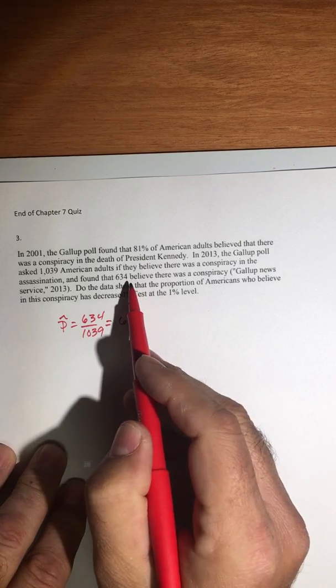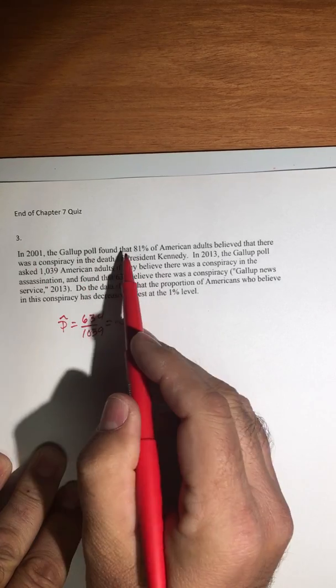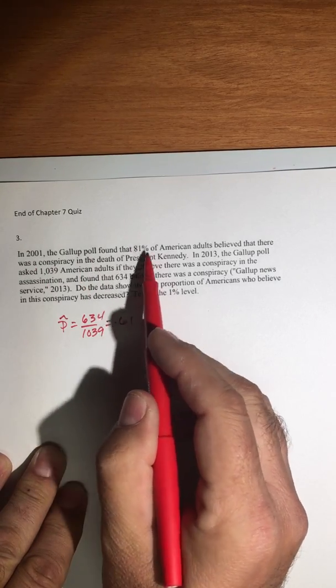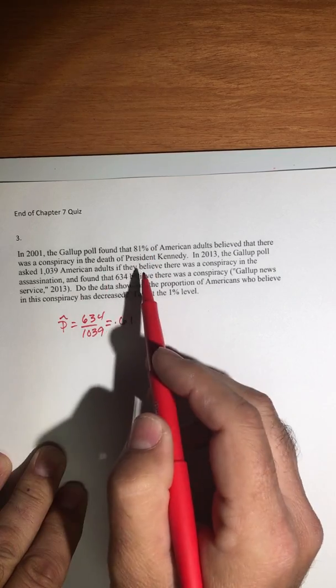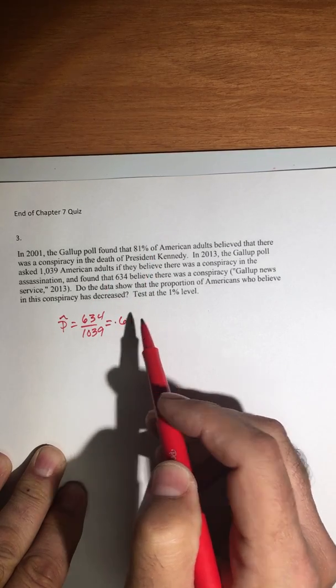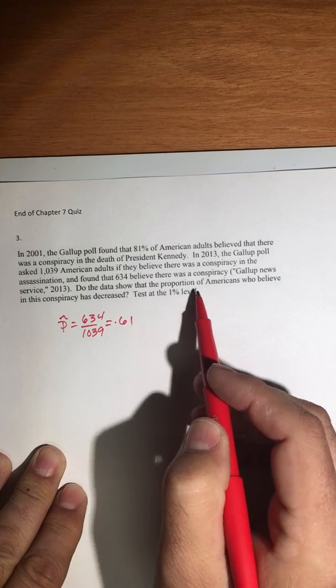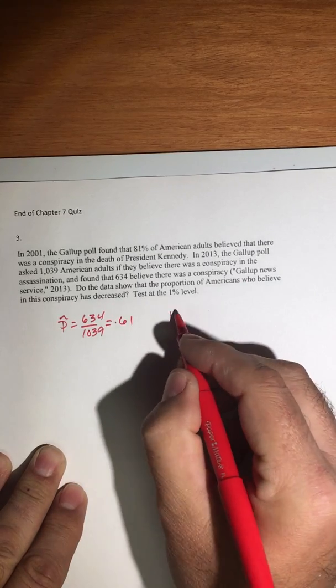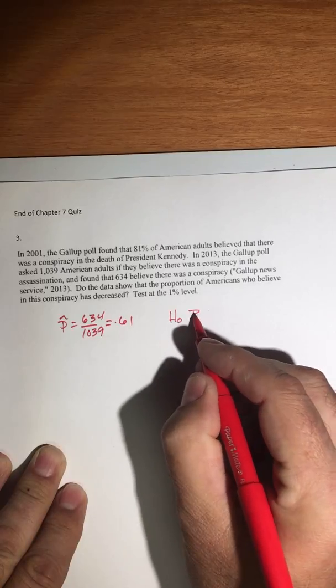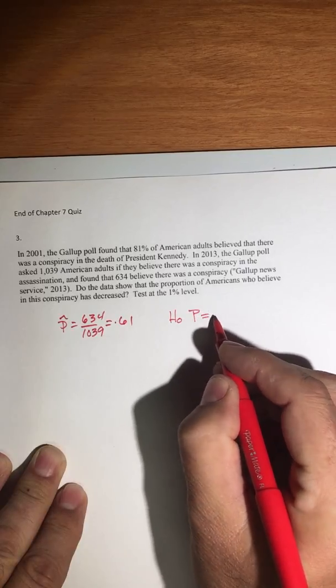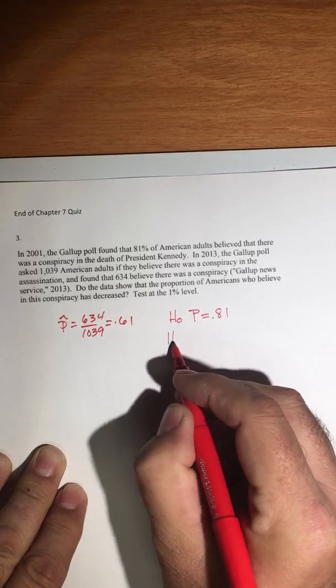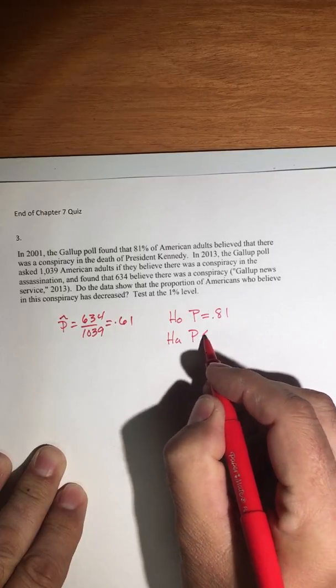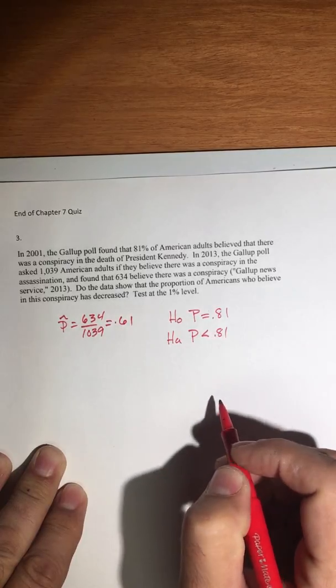Okay, so it used to be in 2001 that 81% said that there was a conspiracy. Well, now it's only 61%. So it says, do the data show that the proportion of Americans who believe that this conspiracy has decreased? So what do we have? Our null hypothesis is that the population parameter is equal to 81%. The alternative is that the population parameter is less than 81%.